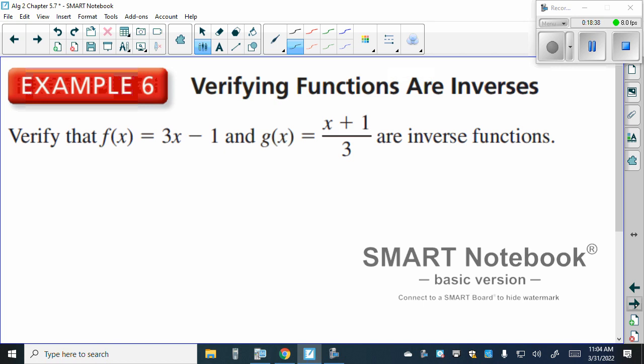Verifying functions are inverses. So we're given 2 functions, and we want to verify that they are inverses. So can we say that f of x equals 3x minus 1 and g of x equals x plus 1 divided by 3 are inverses? Well, yes. And the reason I can say that, well, I did it last hour, but also the directions say to verify. Verify is just another way to say to show that they are inverses. So these are inverses. We just need to show that they are.